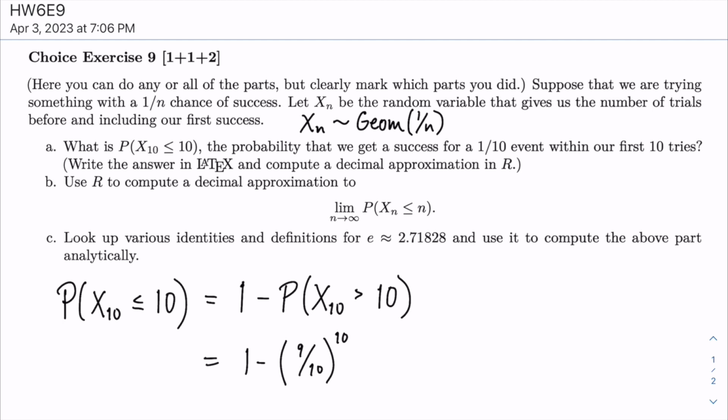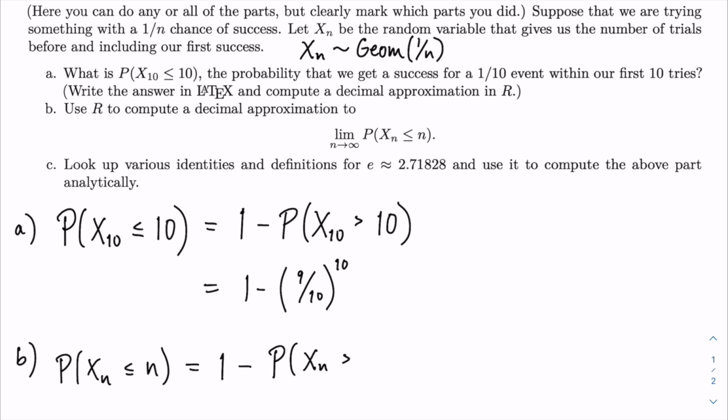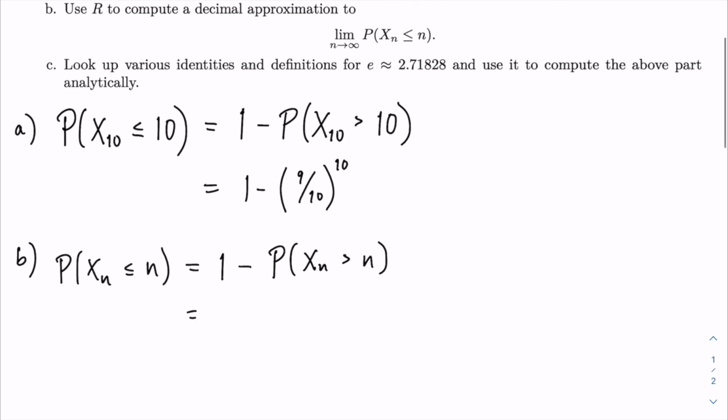Okay, so that's for part A. We're going to just plug this into R at the end. This is sort of in LaTeX our answer. So that's for A. For B, we're going to do the same thing, except now we have x_n being less than or equal to n, and we're going to rewrite this as 1 minus the probability of x_n being greater than n. Similarly, instead of 9/10 here, we have n minus 1 over n, but I'm going to write this as 1 minus 1 over n, and that's all going to be to the power of n.